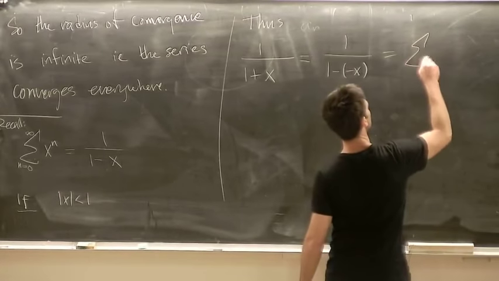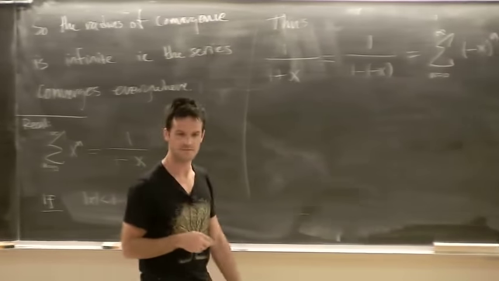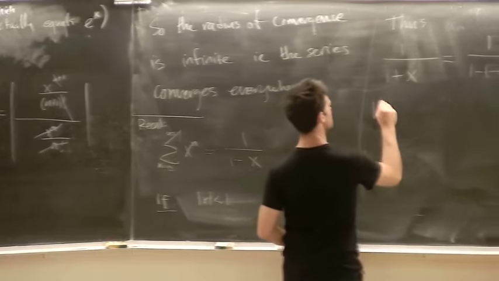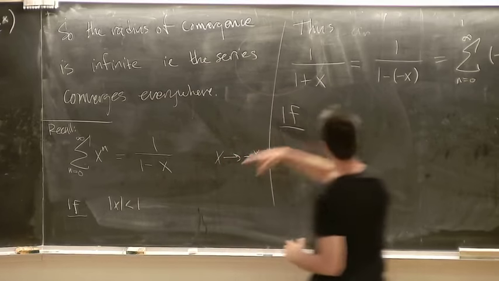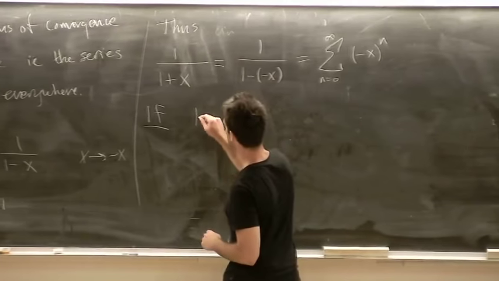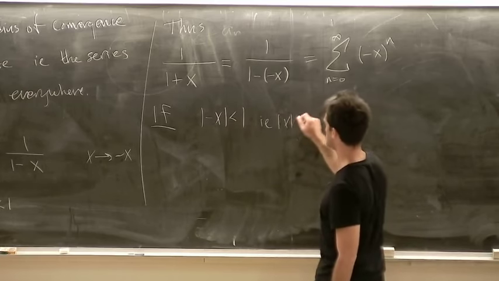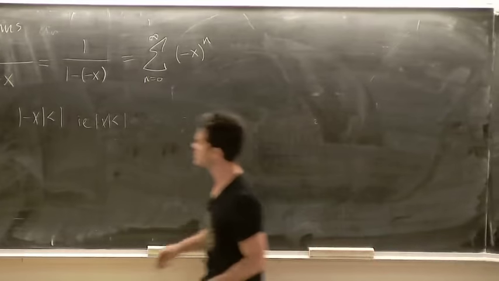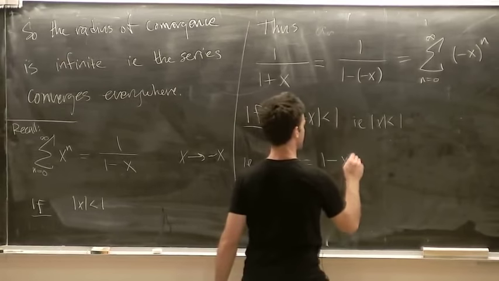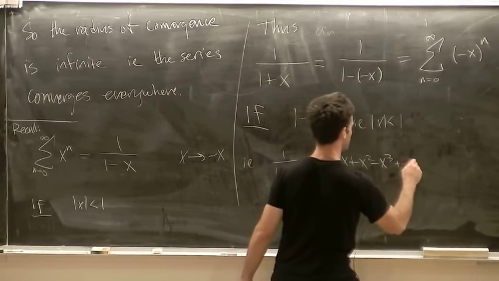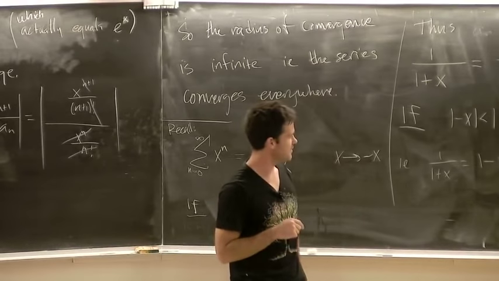this should be the sum from n equals 0 to infinity of negative x to the n. If, and I'm just taking this thing and replacing x with negative x to get this result, okay? If absolute value of negative x is less than 1. But that's the same as absolute value of x less than 1. So, i.e., 1 over 1 plus x is equal to 1 minus x plus x squared minus x cubed, and so forth, when x is less than 1. Well, that's kind of neat.